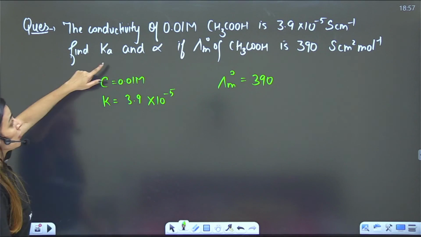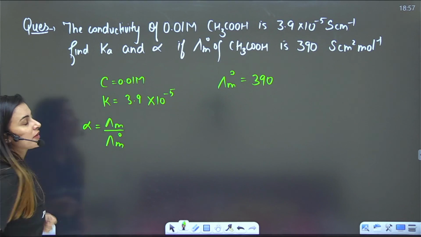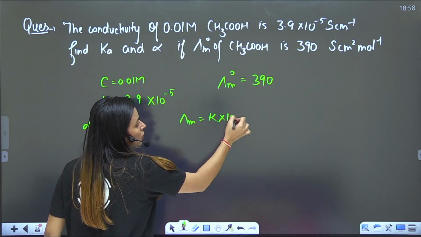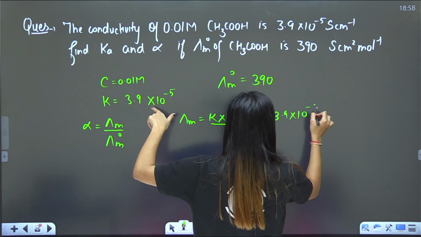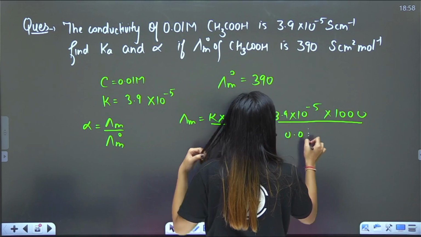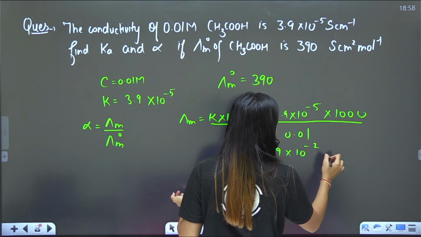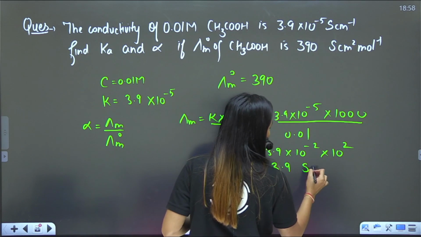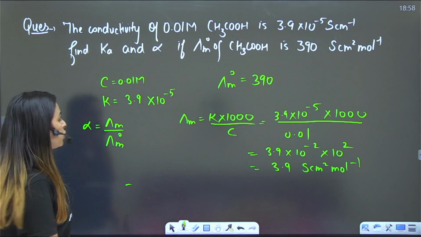See, you need to calculate alpha. Alpha is equal to lambda m upon lambda m naught. I have lambda m naught, but I don't have lambda m. How can I calculate lambda m? Lambda m is given as K into 1000 upon C. So the K value is given, 3.9 into 10 raised to the power minus 5, into 1000 upon concentration, which is 0.01. This will be 3.9 into 10 raised to the power minus 2 into 10 raised to the power 2. So this is equal to 3.9. So lambda m is 3.9 Siemens centimeter square mole inverse.